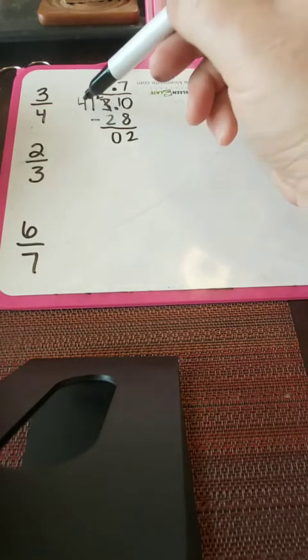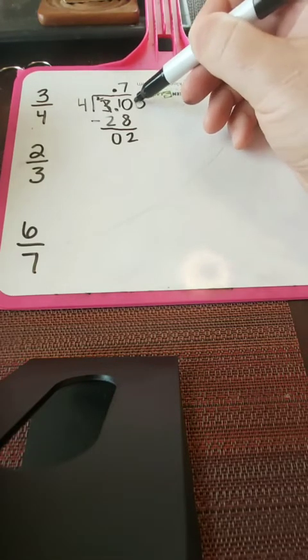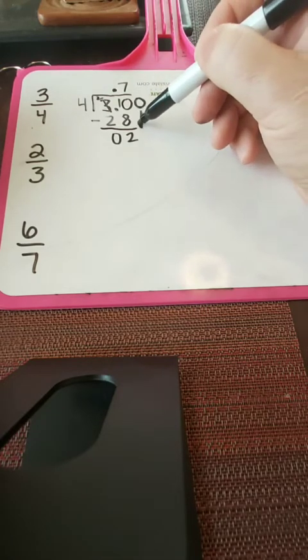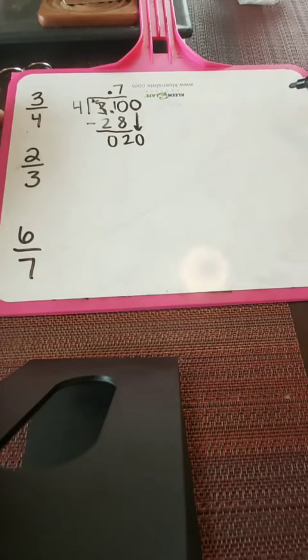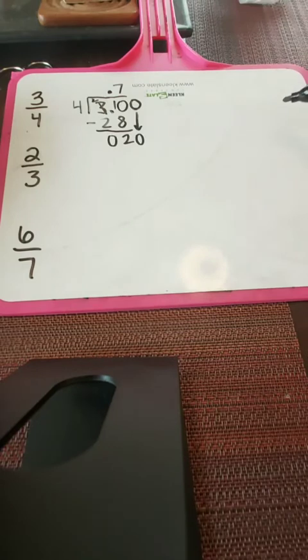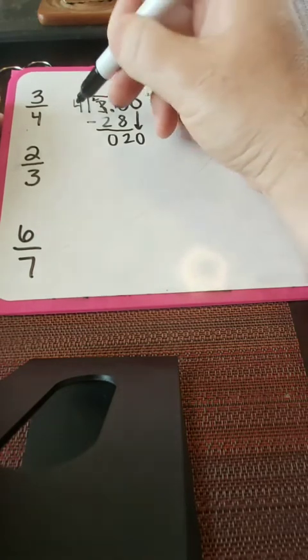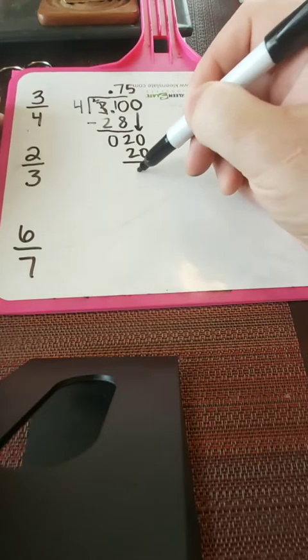Now again, we can't put 4 into 2, so we're going to do that same step again and add another 0. We bring that 0 down, and that gives us 20. Our last step now is how many times does 4 go into 20? Multiplication tells us that 4 goes evenly into 20 5 times. So we'll put our 5 up here, and 5 times 4 is 20, which gives us a remainder of 0.